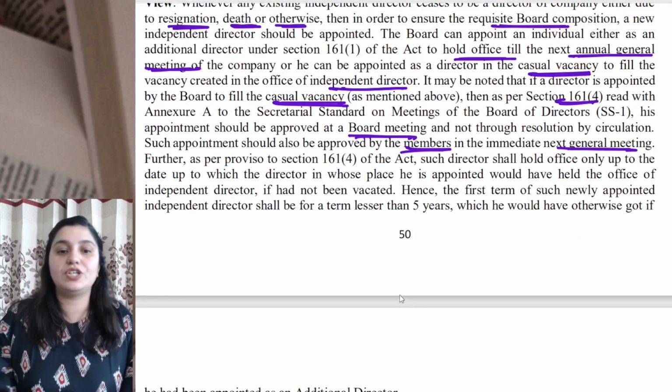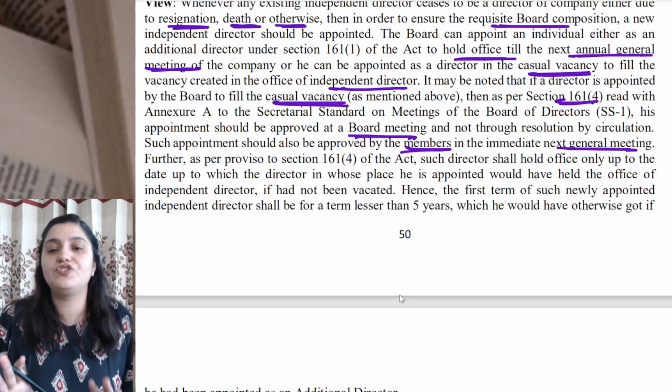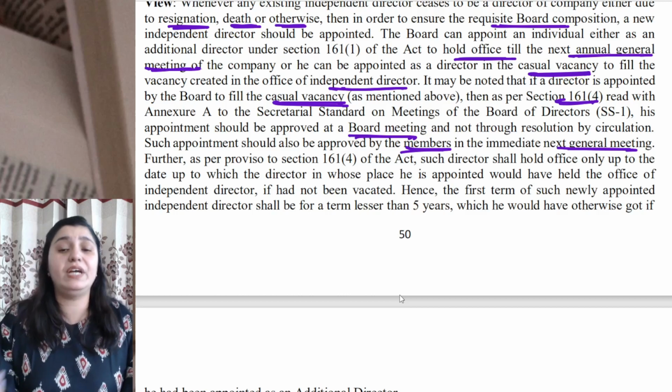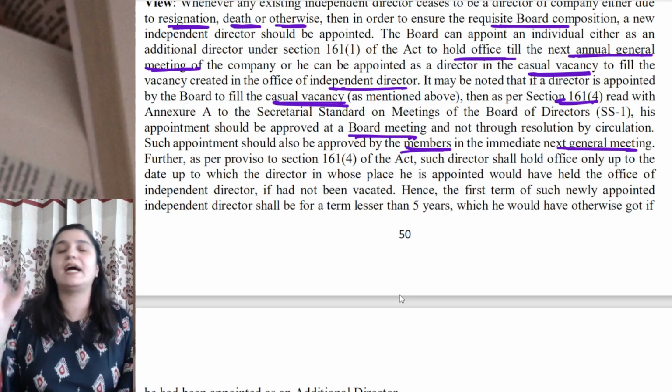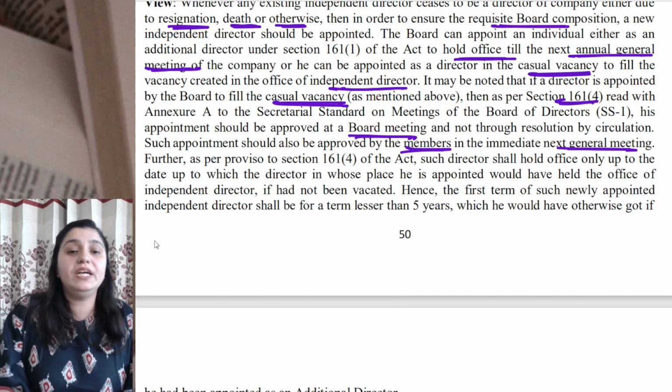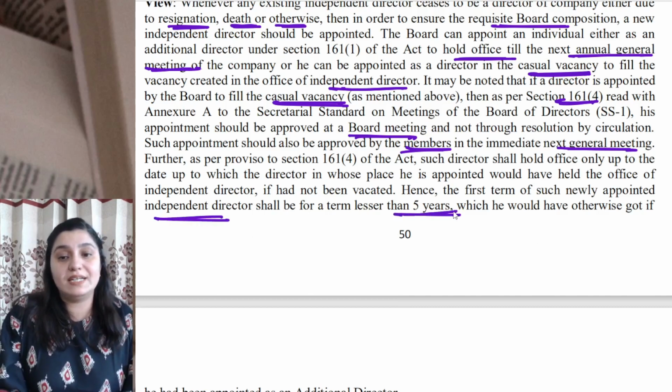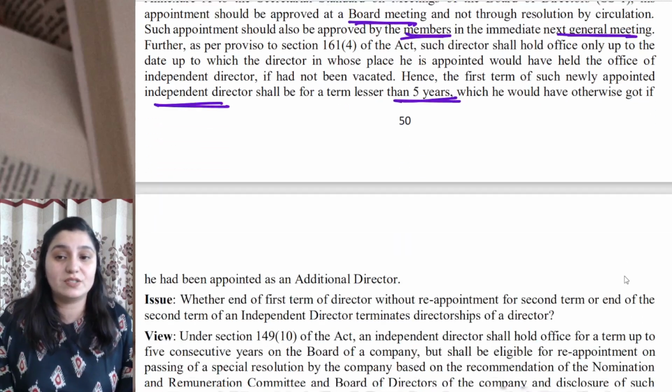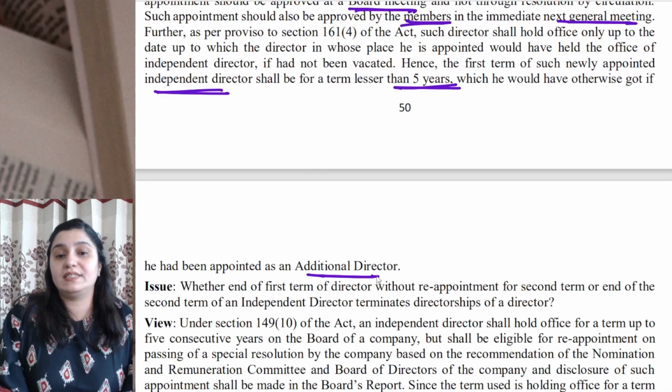and such director shall only hold the office up to which he is appointed on the place of the independent director if he had not been vacated. जो सारी scenarios हम पढ़ते हैं casual vacancy में. So the first term of such newly appointed independent director shall be lesser than 5 years, which he would otherwise got if he had been appointed as additional director.